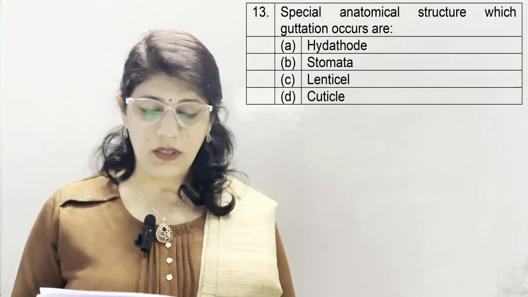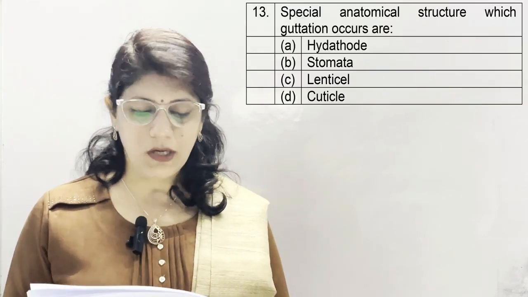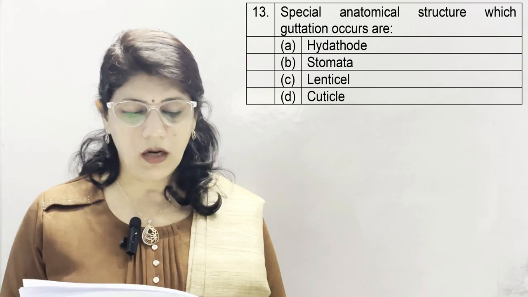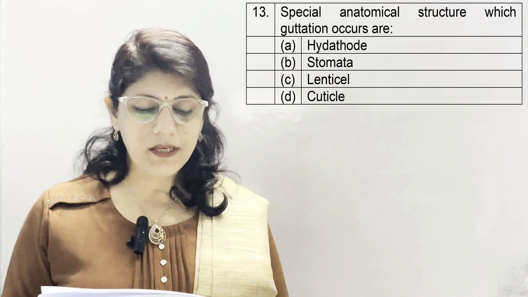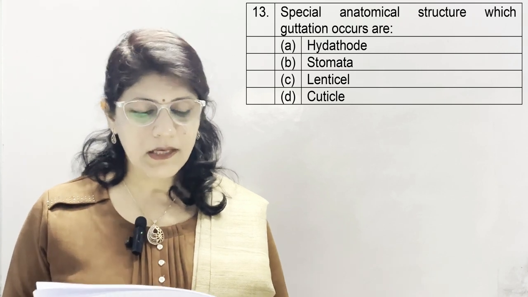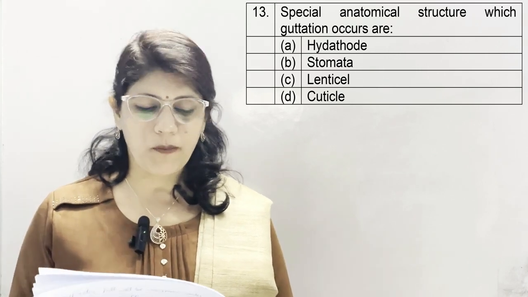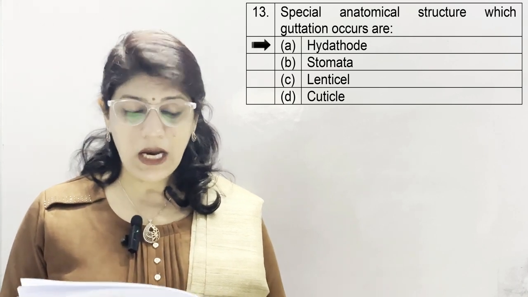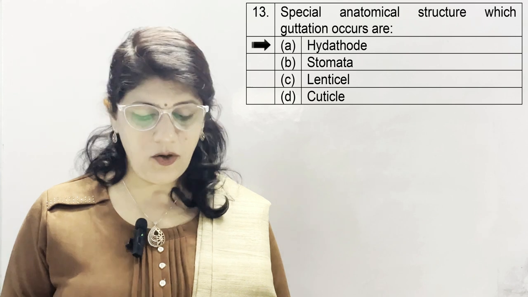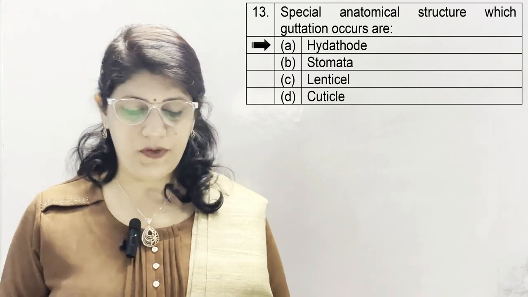In question number 13, special anatomical structure in which guttation occurs are A, hydathode, B, stomata, C, lenticels and D, cuticle, and the correct option is A, hydathode, which discharges water from the interior of the leaf to its surface.